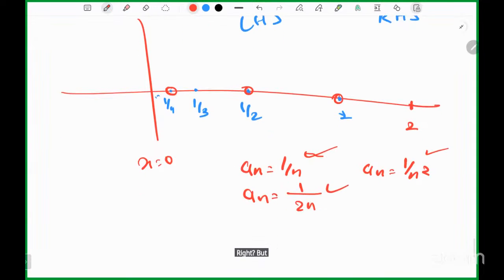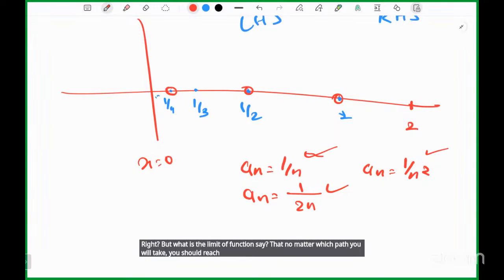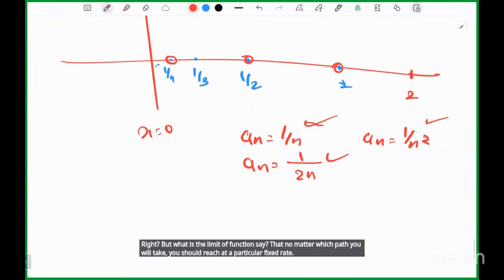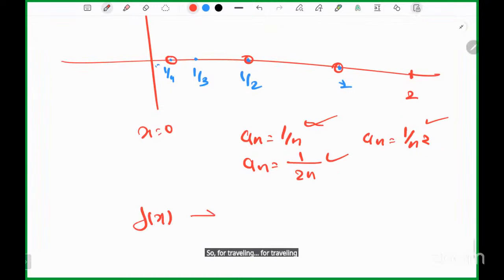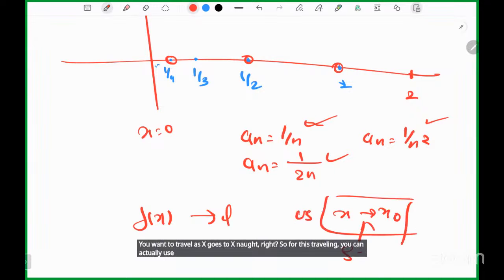But what the limit of a function says is that no matter which path you take, you should reach a particular fixed value. So for traveling, f of x goes to L, you want to travel as x goes to x naught, right? So for this traveling, you can actually use the help of sequences.